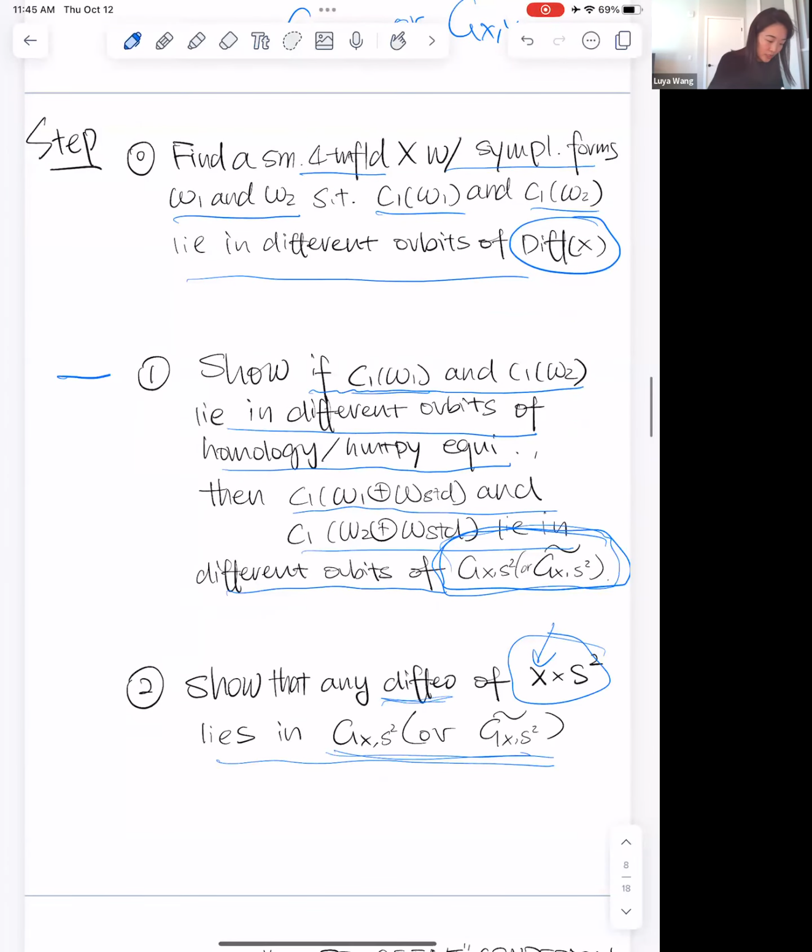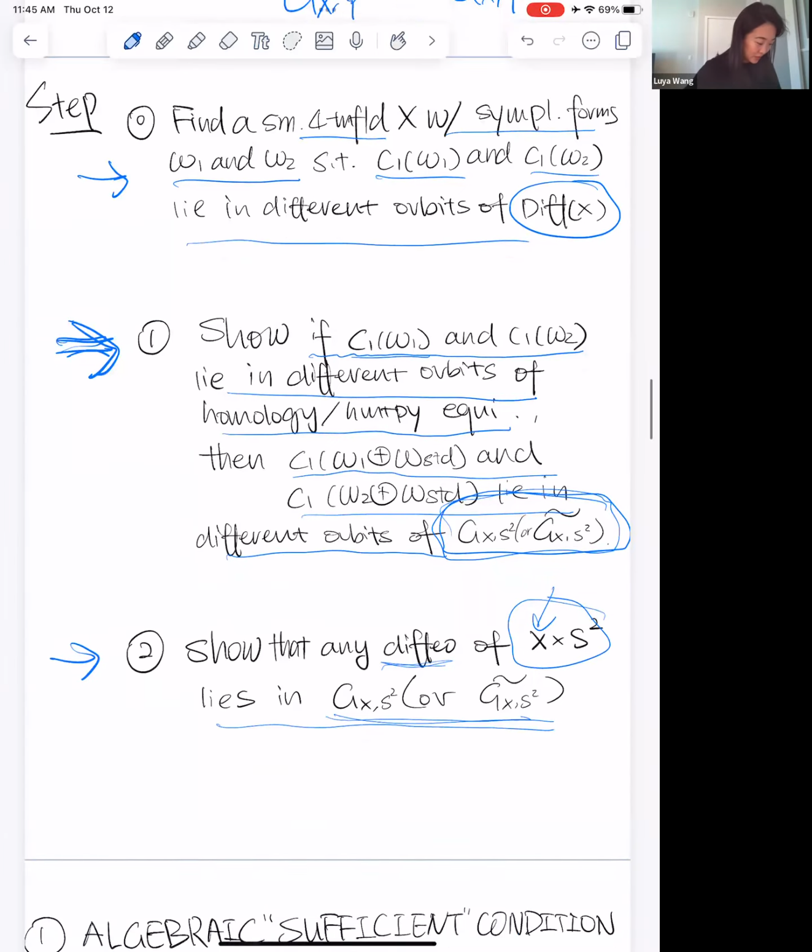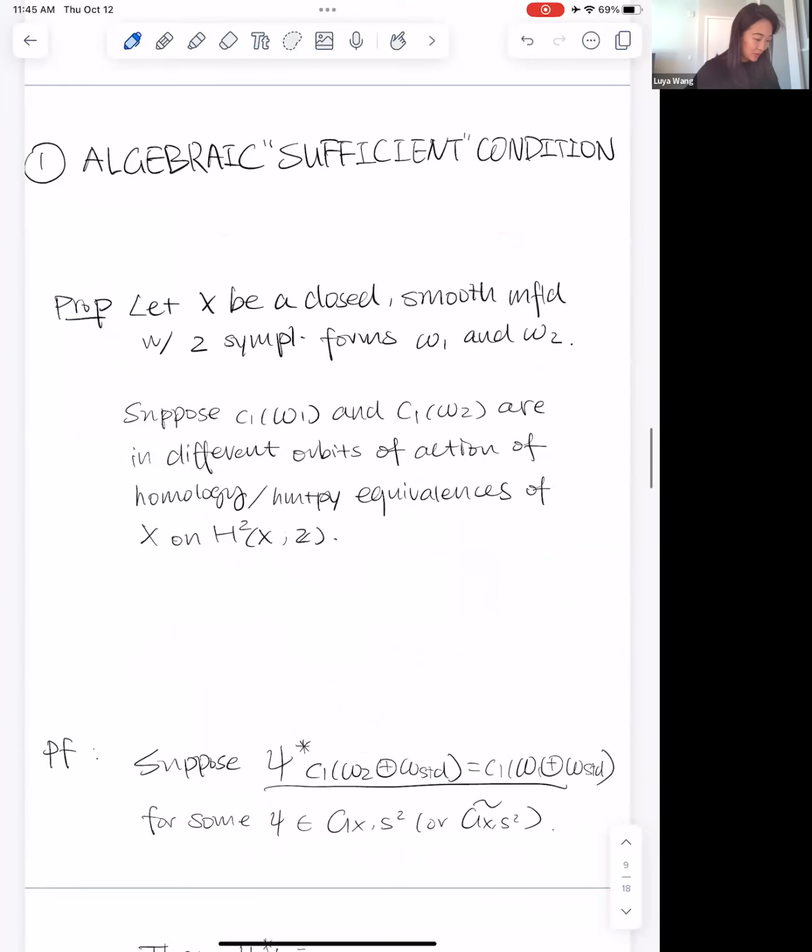So now I will spend more time on this step. I guess the order is I'll first spend more time on this step, and then I'll show you the examples, and then I'll give you the proof. Okay, so the first step, you can think of this as an algebraic sufficient condition. The essential part is this proposition.